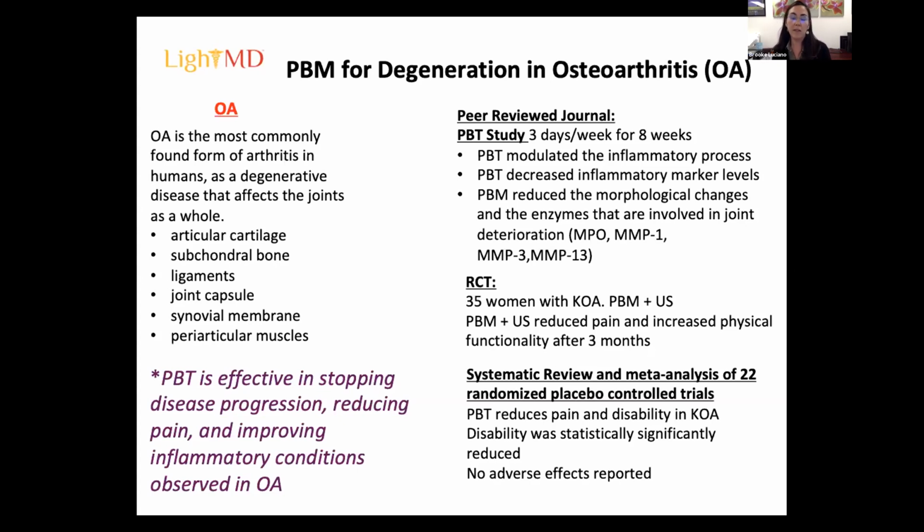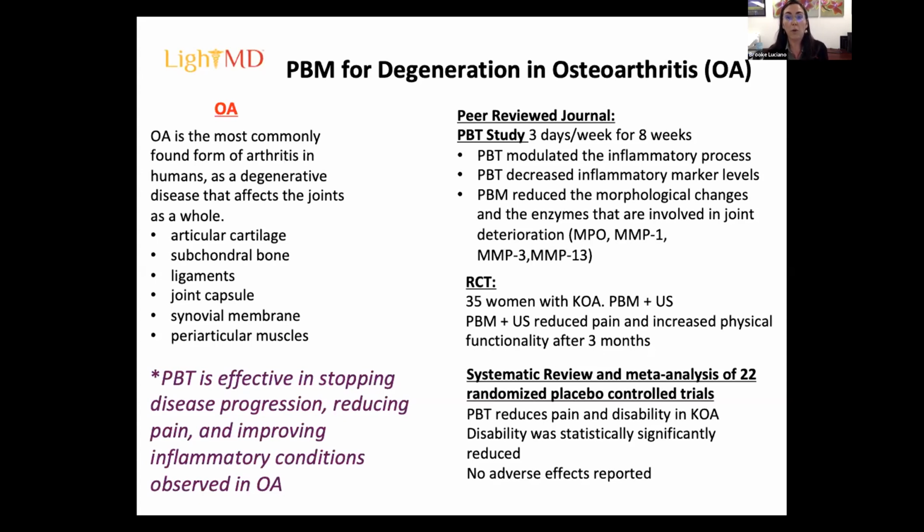The last study that I looked at was a systematic review and meta-analysis of 22 previous randomized controlled placebo trials. They found that photobiomodulation reduced pain and disability in persons with knee osteoarthritis. Disability was statistically significantly reduced. There were no adverse effects reported.